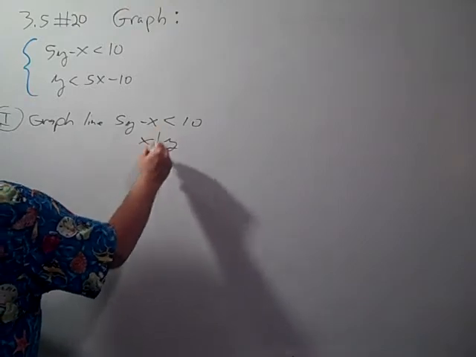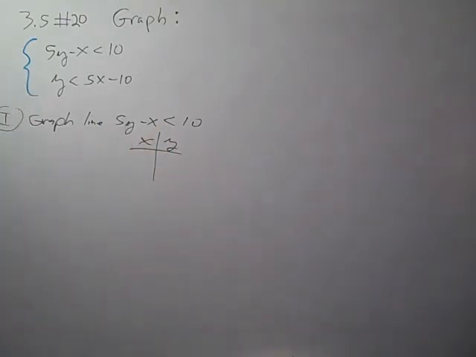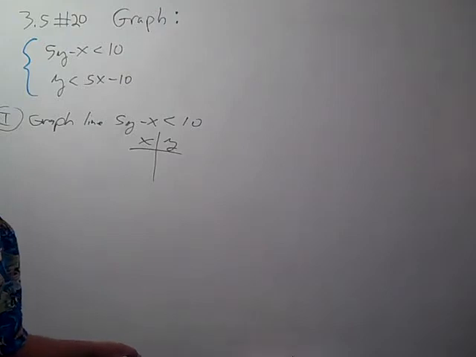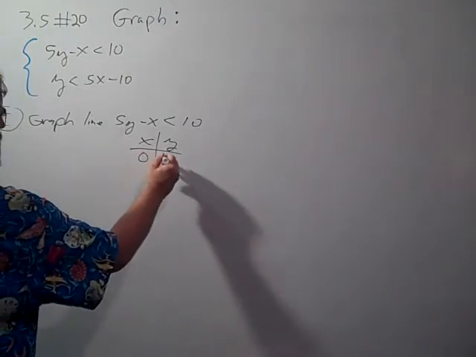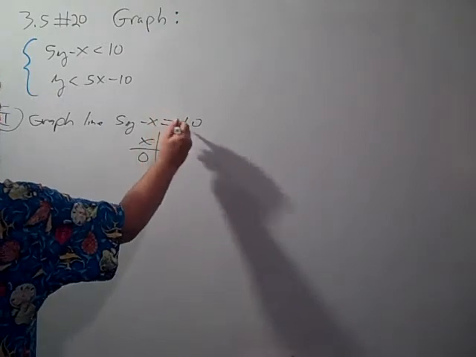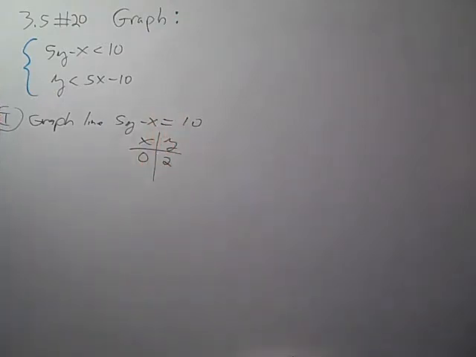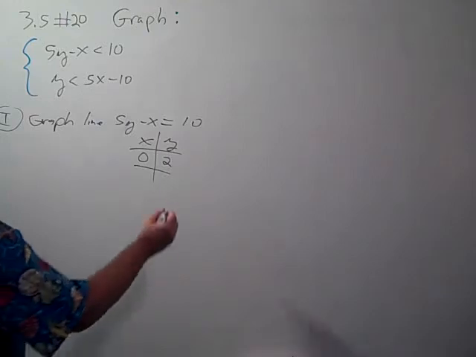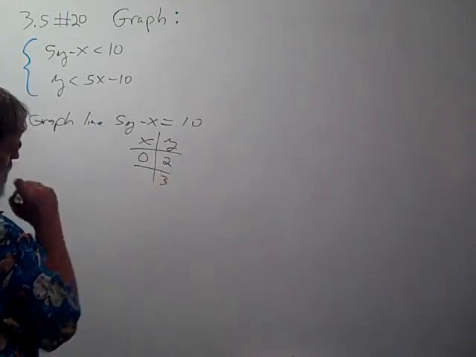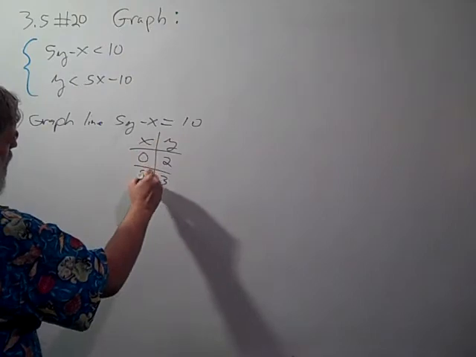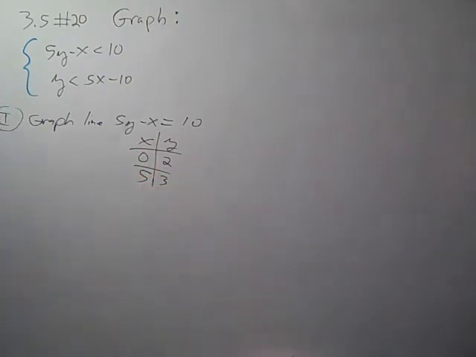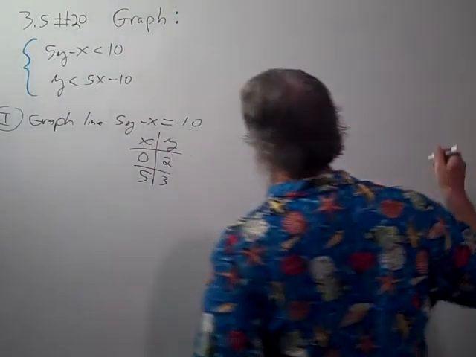So we need 2 points that are on this line. I'm sorry, we turn it into a line by turning the inequality into an equal sign here. So if x is 0, then y is 2, because 5 times 2 is 10. And let's see, what else can we find here? If y is 3, then 5 times 3 is 15. We have to subtract 5 to make it equal 10. So those are 2 points on this line, which allow us to graph it.